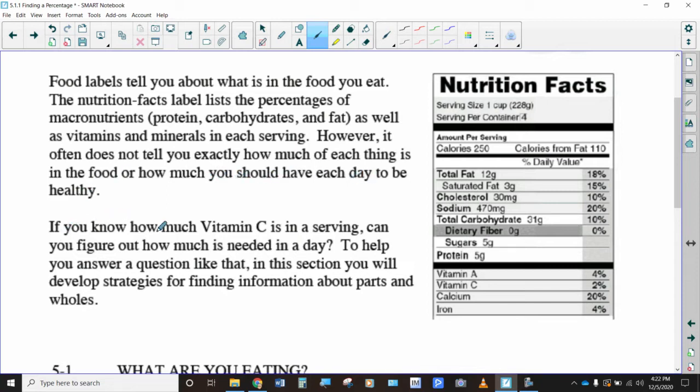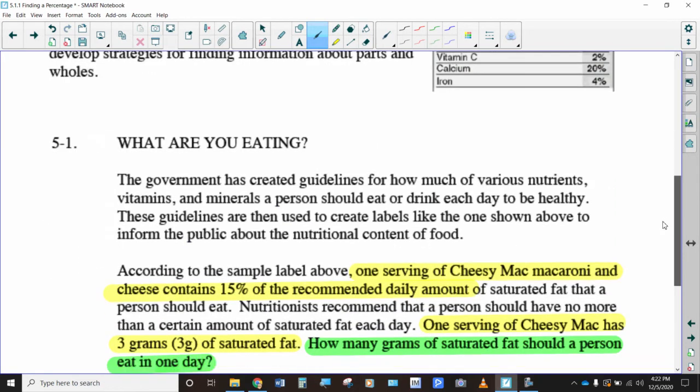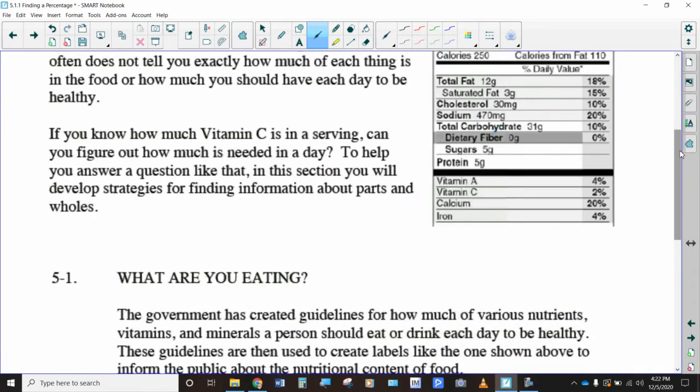If you know how much vitamin C is in a serving, can you figure out how much is needed in a day? To help you answer a question like that, in this section, you will develop strategies for finding information about parts and wholes. Okay, so let's take a look and see what this question is asking us, and then we can go up here and do some highlighting of some information.